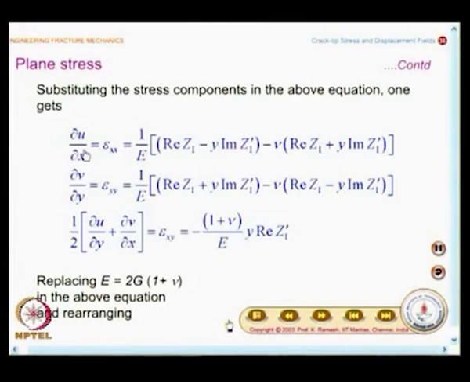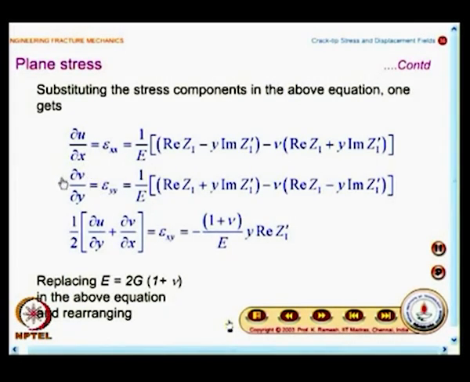What I have here is an expression for ∂u/∂x, an expression for ∂v/∂y, and I also have an interrelationship between them: ∂u/∂y plus ∂v/∂x is given as epsilon xy. So whatever the solution for u and v I get, this equation also has to be satisfied, that is to be taken care of in your mathematics.